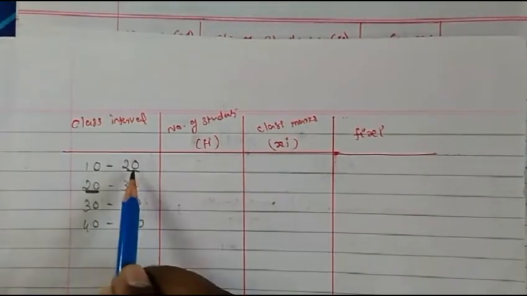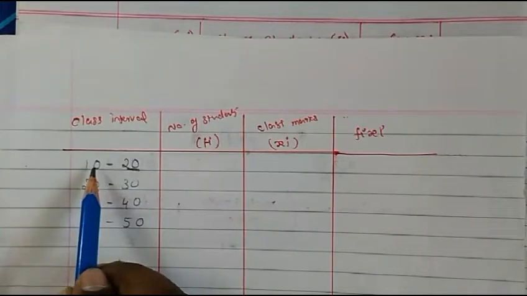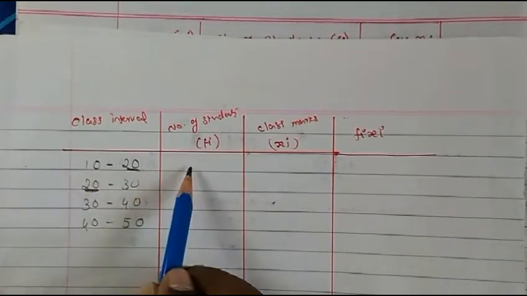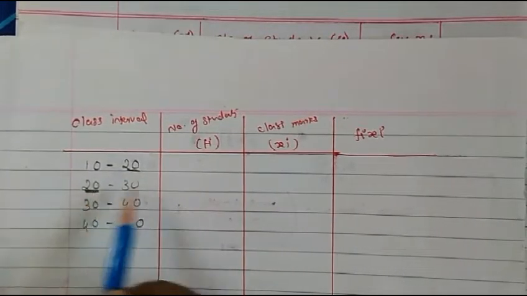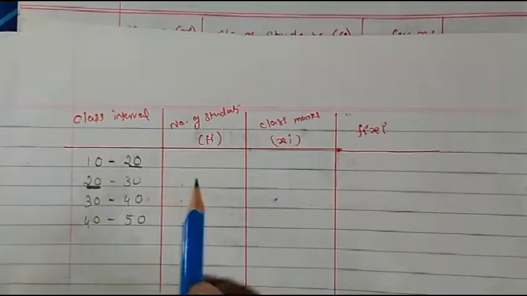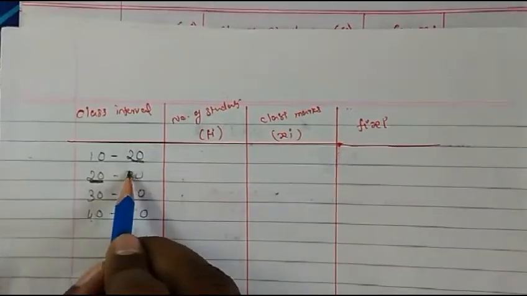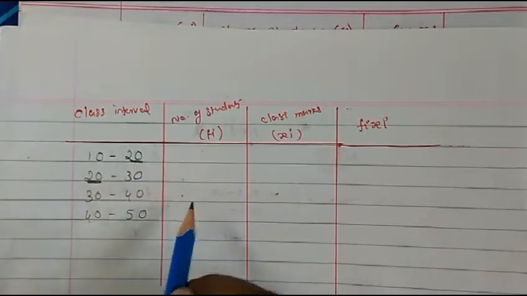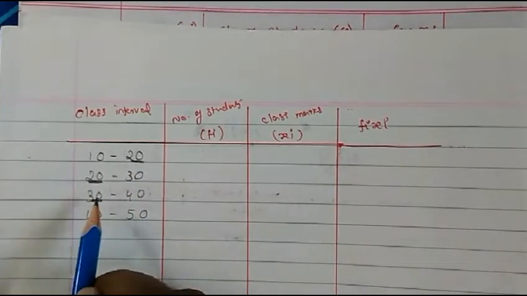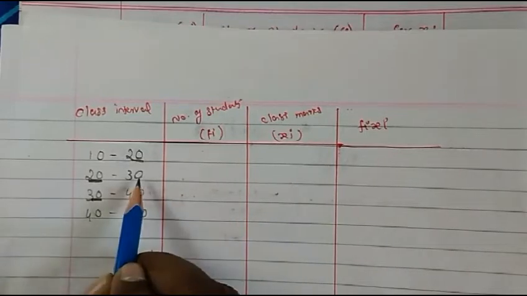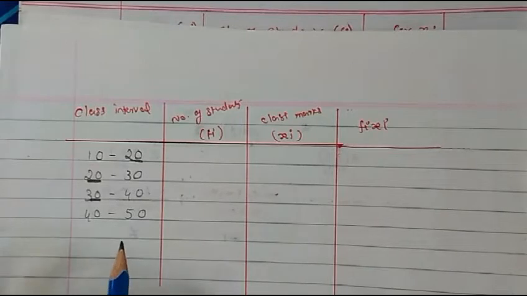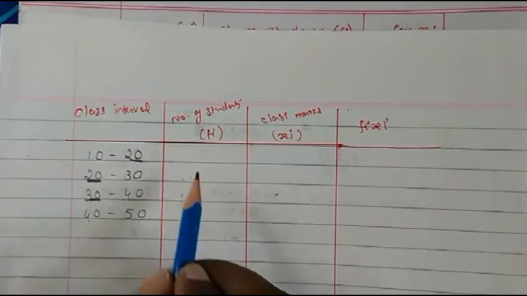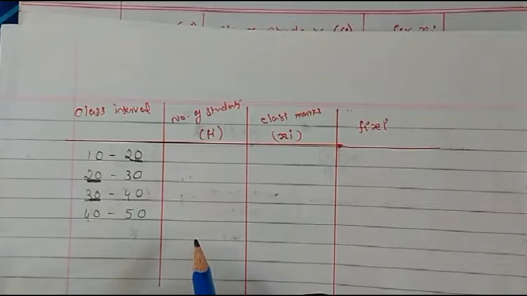Always where it begins, 20 begins here, not here. So here you have to count between 10 to 19 only. Then 20 you should count here, not here. So the student who got 20 marks will come in this column, not here. And the student who got 30 marks, you should count here, 30 begins here. So you have to count where it begins, not where it ends. This is very, very important that you remember, otherwise your answer will come wrong.